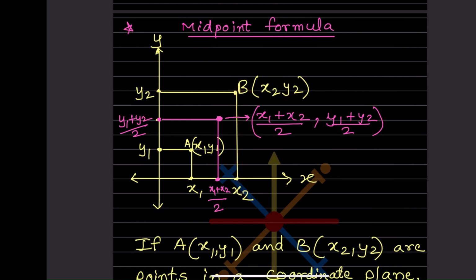So when we take this y1 and this y2, the midpoint of that is going to be y1 plus y2 divided by 2. So this is the midpoint of it. And when we take this x1 and x2, the midpoint means always we divide it by 2. So we'll take x1 plus x2 divided by 2. So the midpoint formula is going to be x1 plus x2 divided by 2, and y1 plus y2 divided by 2.